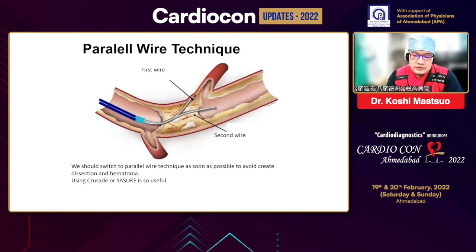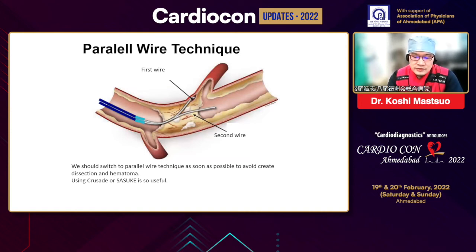If you cannot cross to the distal true lumen using the fast wire, you should switch to the parallel wire technique as soon as possible to avoid creating dissection and hematoma. Keeping control of the fast wire sometimes creates a big hematoma, and finally we have some risk of losing the distal true lumen. So you should switch to the parallel wire technique as soon as possible.